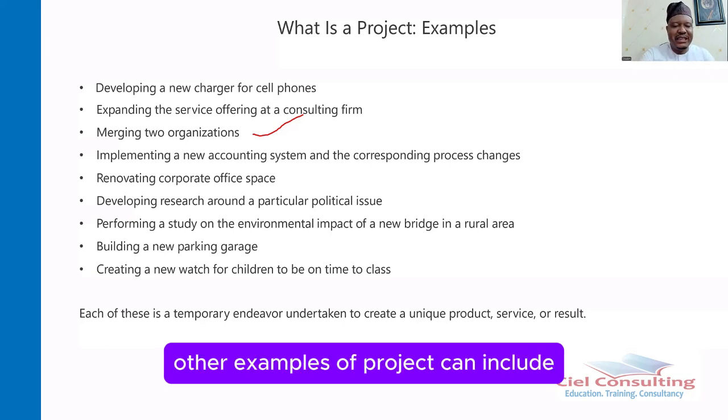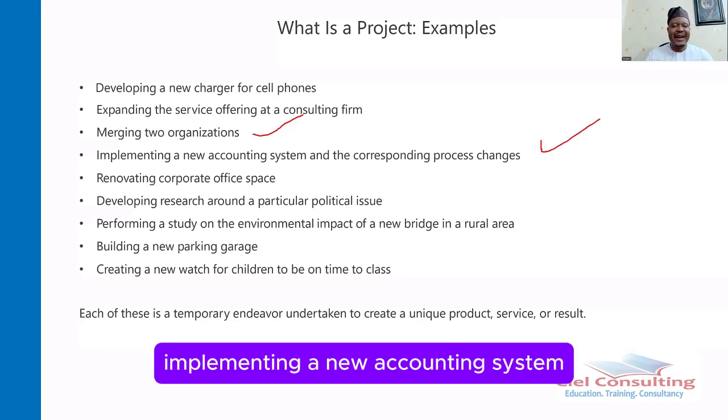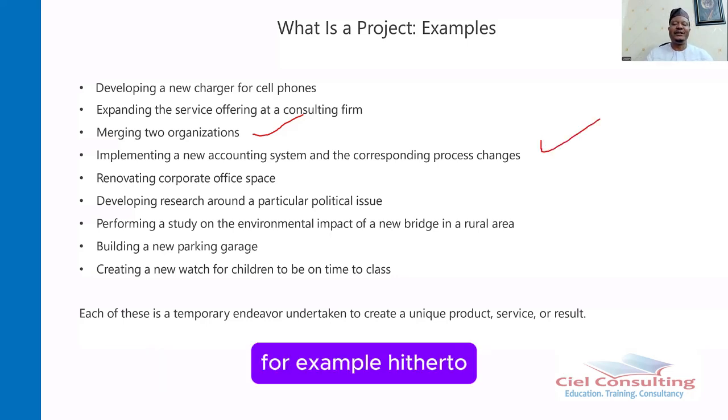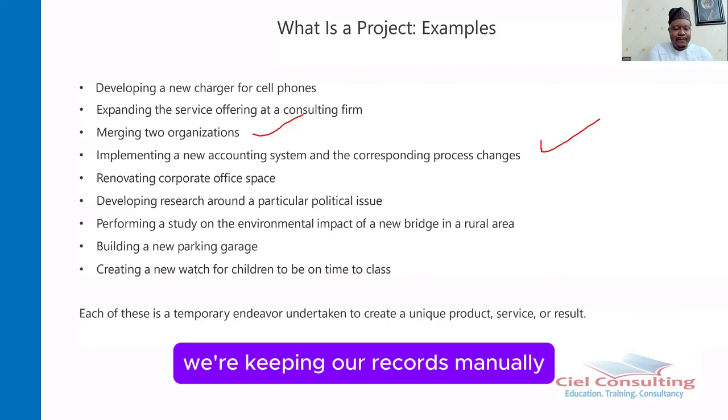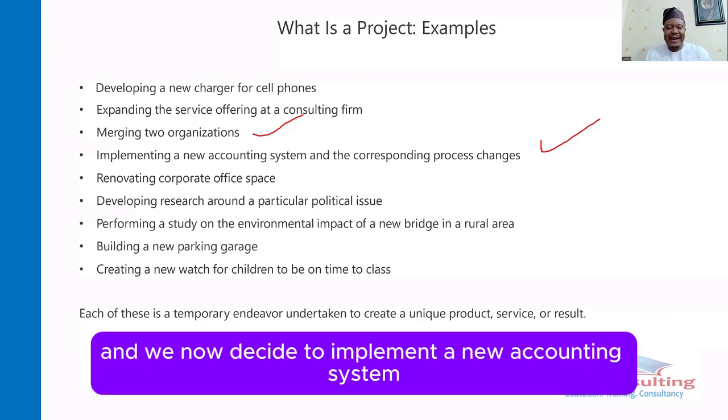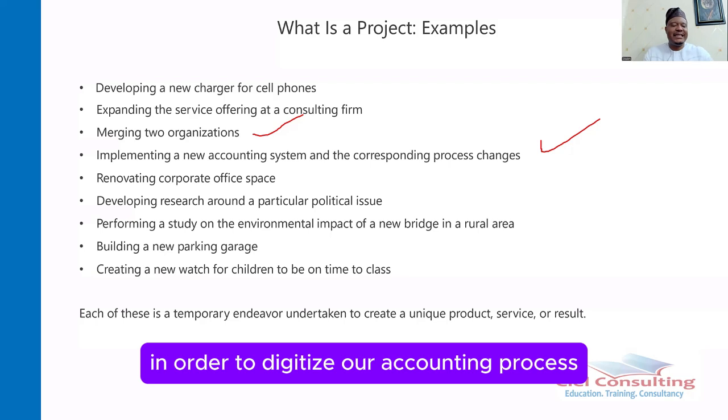Other examples of projects can include implementing a new accounting system. For example, hitherto we were keeping our records manually, and we now decide to implement a new accounting system in order to digitize our accounting process. And that's a project.